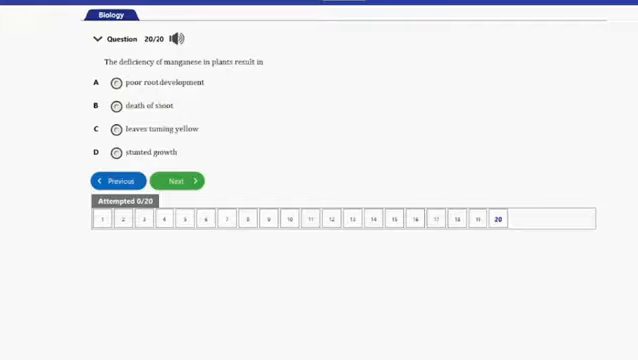Question number 20 here. It says, the deficiency of manganese in plants results in A. Poor root development, B. Death of shoots, C. Leaves turning yellow, and D. Stunted growth. So guys, the answer to this question is option D, and that's stunted growth. The deficiency of manganese in plants will result in stunted growth. And that's it for this question.